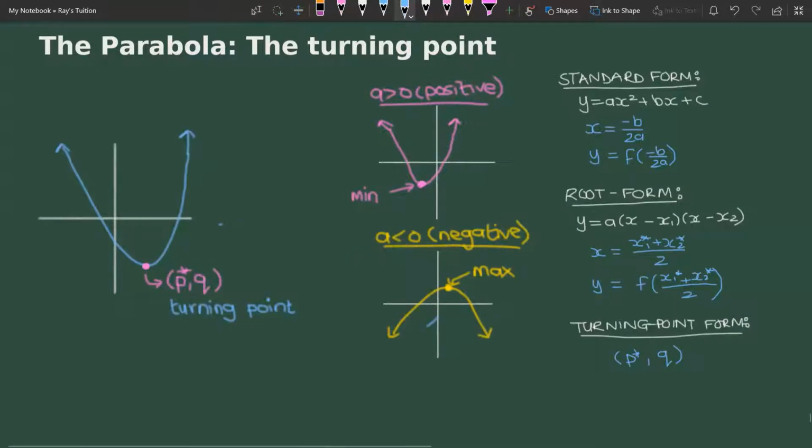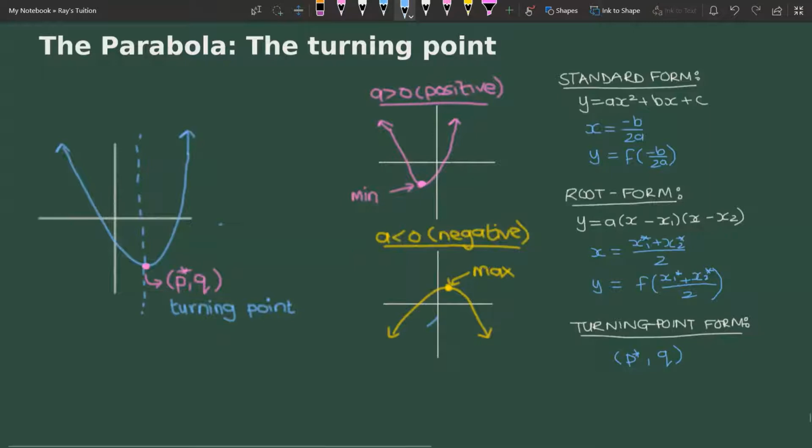Now, the coordinates of the turning point are quite important. I've put p, q, we'll go over that in a bit, but the x coordinate of the turning point also defines the axis of symmetry, which we have spoken about in the axis of symmetry video. And then the q value would give us a minimum or maximum value of your parabola. So your graph would never go below a minimum or above a maximum.